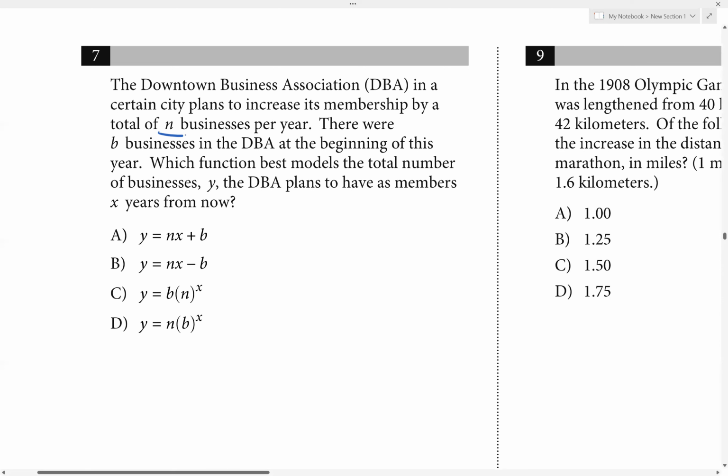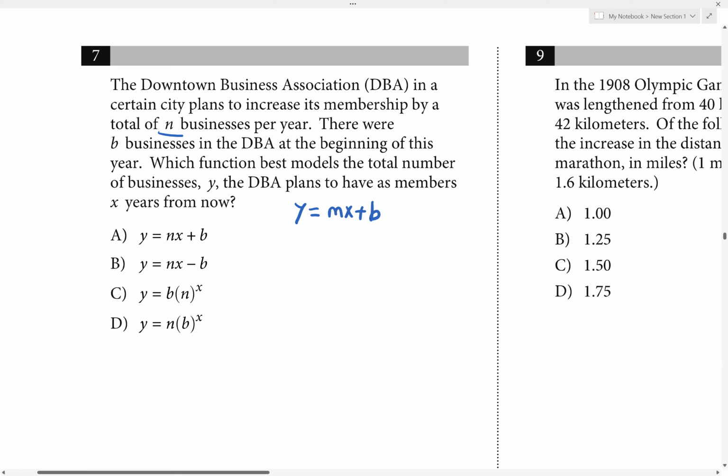So it's a linear model and not exponential. If it's exponential, that means we're multiplying by the same number each time, and that's not what we're doing. We're just adding. Okay. So let's just say we increase by 5 businesses per year, that means we're adding 5. Not multiplying. So then the linear model, we know it should follow the slope-intercept form for a linear equation, y equals mx plus b.